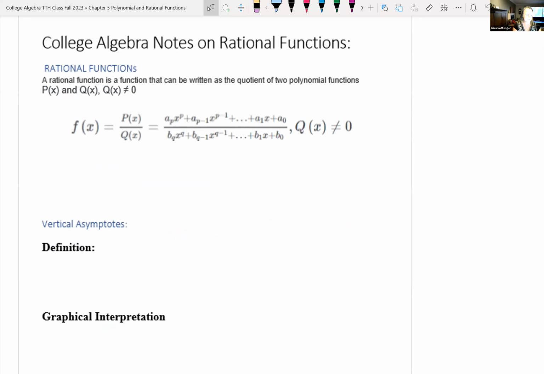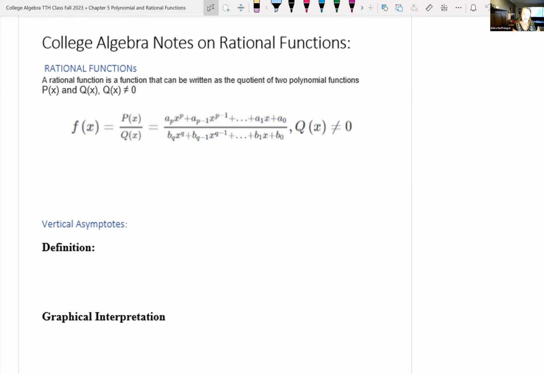So a rational function is a function that can be written in the form of a quotient of two polynomial functions. In this case, I called them P of x and Q of x. We have to say that Q of x, our denominator, cannot equal 0, because when our denominator is equal to 0, that's where the function is undefined.